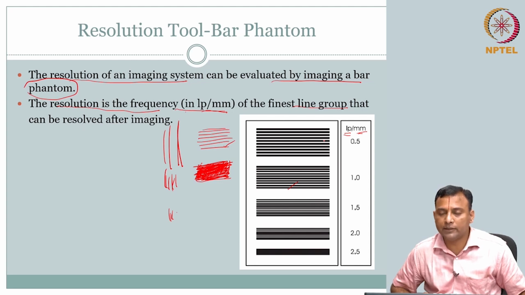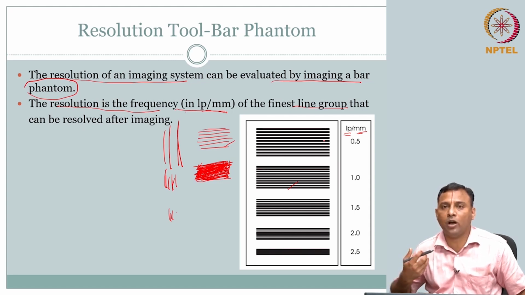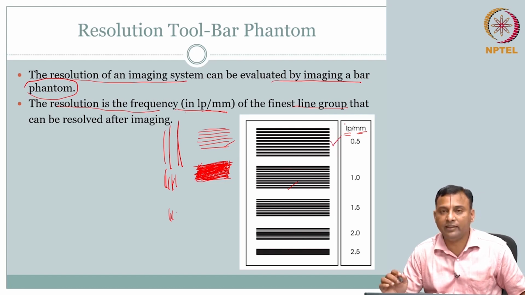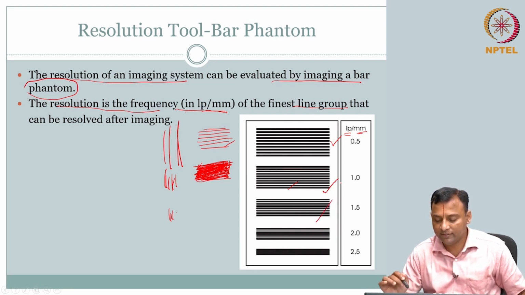So if you look at this image through our optical imaging system, our eye system, human vision, I can see this clearly, line pair per millimeter. So I have a better resolution than this one. In fact, I can see this also, so I probably have a better resolution than that. In fact, I can see this. Here I can see that. Here I am not able to see anything. So 2 lines per millimeter, I think I can see it.